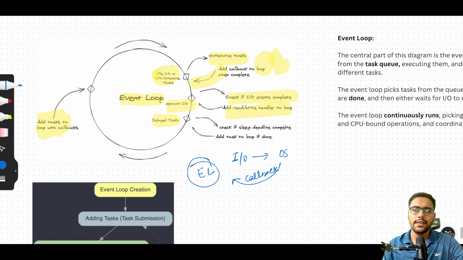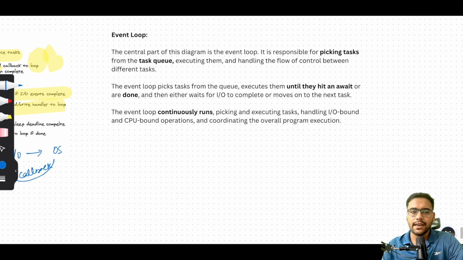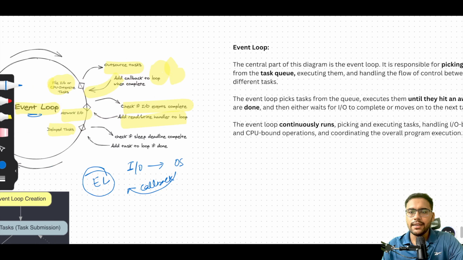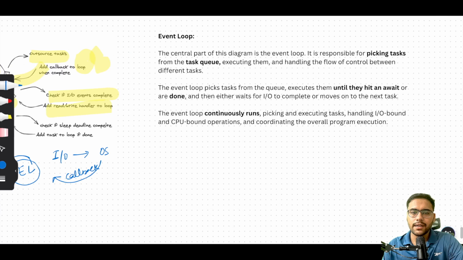So as you can see here, the central part of this diagram is the event loop. It is responsible for picking the task from the task queue, executing it, and handling the flow of control between different tasks. The event loop picks tasks from the queue and executes them until they hit an await, or they complete, or they are done, and it either waits for an IO call or moves to the next task.